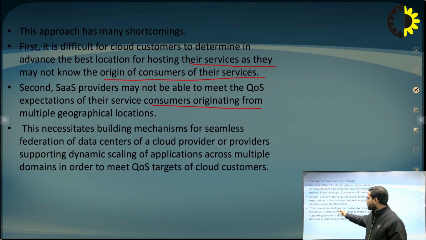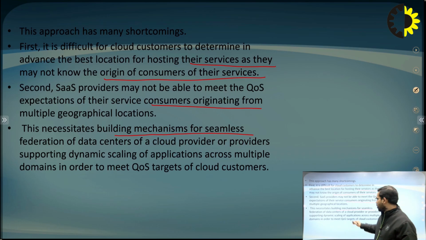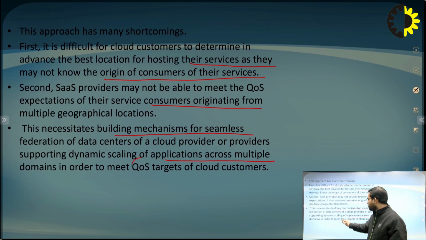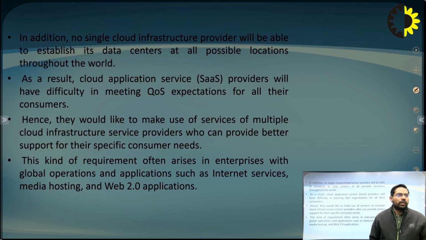So these necessitate building mechanisms for seamless federation of data centers of cloud providers, supporting dynamic scaling of applications across multiple domains in order to meet quality of service targets of the cloud customers. In addition, no single cloud infrastructure provider will be able to establish its data centers at all possible locations throughout the world. It's not possible for every service provider to locate data centers everywhere.